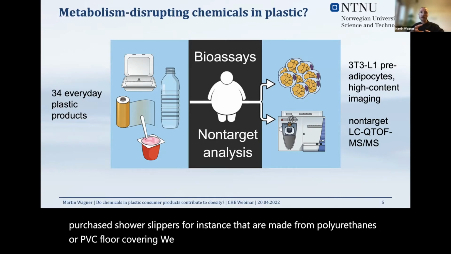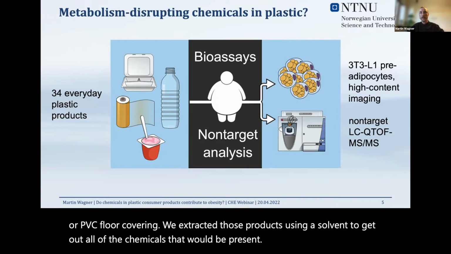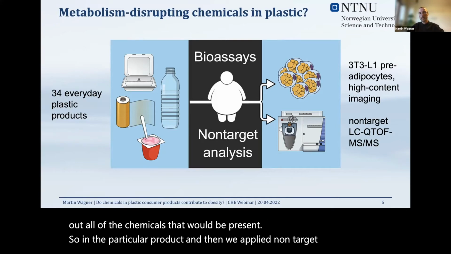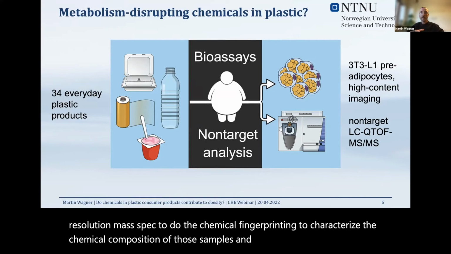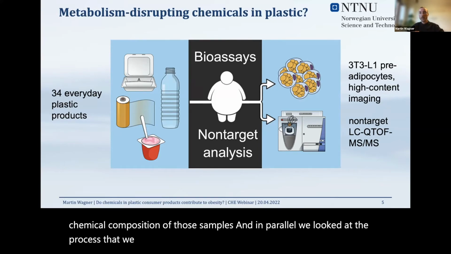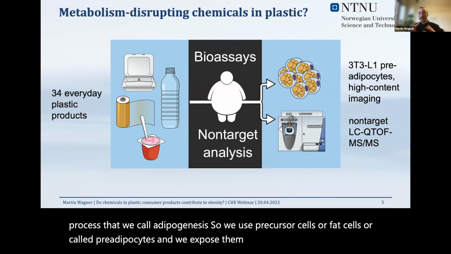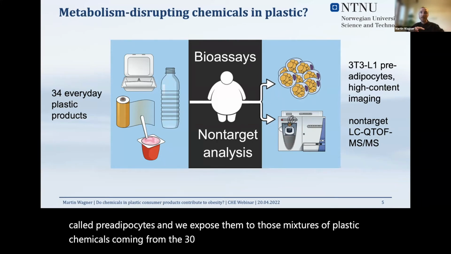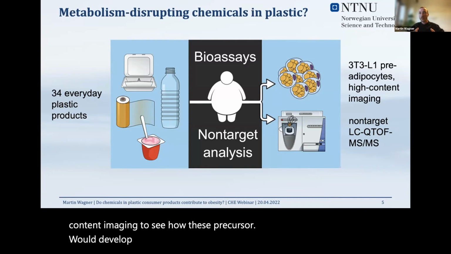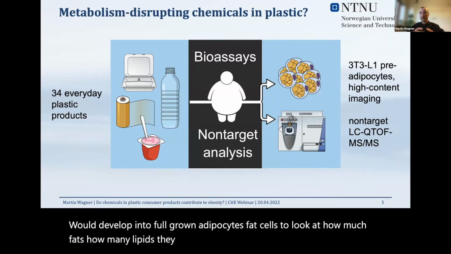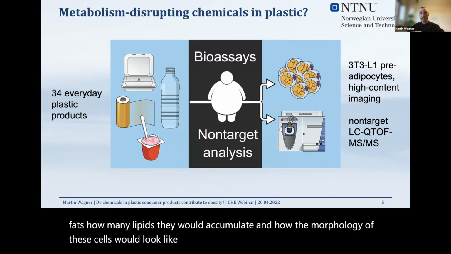We extracted those products using solvent to get out all of the chemicals that would be present in a particular product. And then we applied non-target high-resolution mass spec to do the chemical fingerprinting to characterize the chemical composition of those samples. And in parallel, we looked at a process that we call adipogenesis. We used precursor cells, so-called pre-adipocytes, and we exposed them to those mixtures of plastic chemicals coming from the 34 products. And then we performed high content imaging to see how these precursor cells would develop into full-grown adipocytes, fat cells, to look at how many lipids they would accumulate, and how the morphology of these cells would look after exposure to the mixture of plastic chemicals.